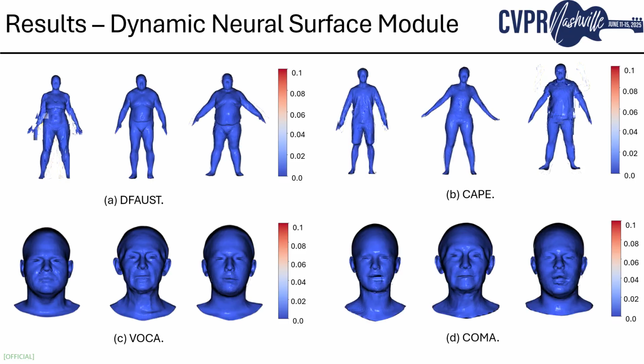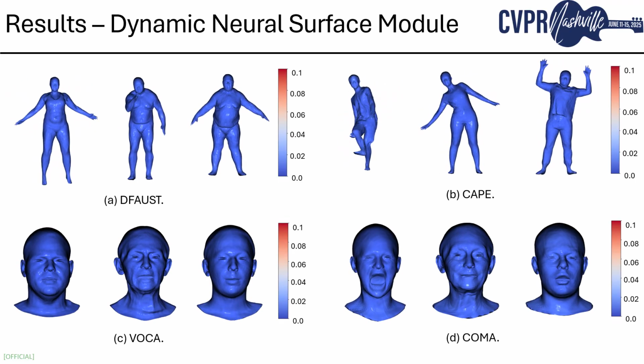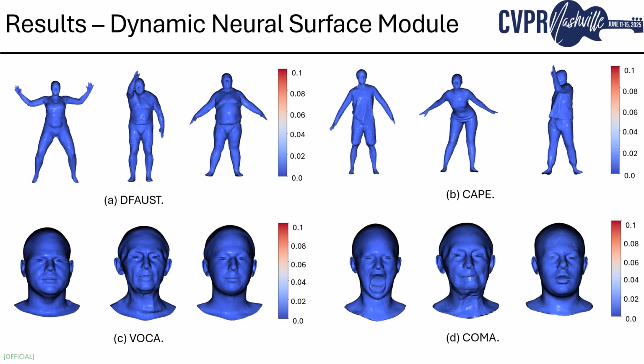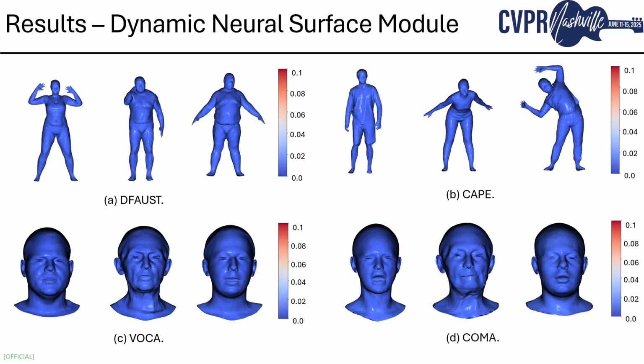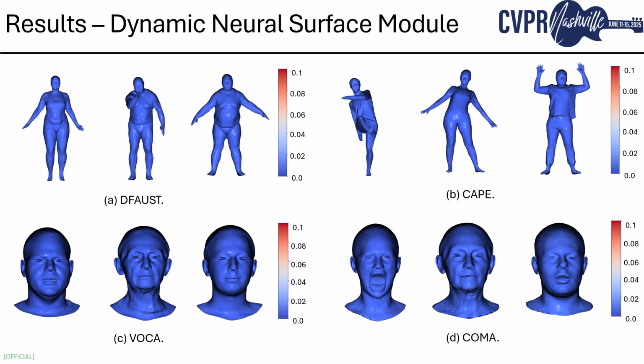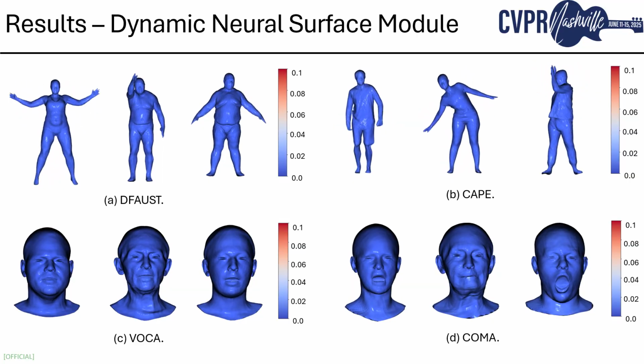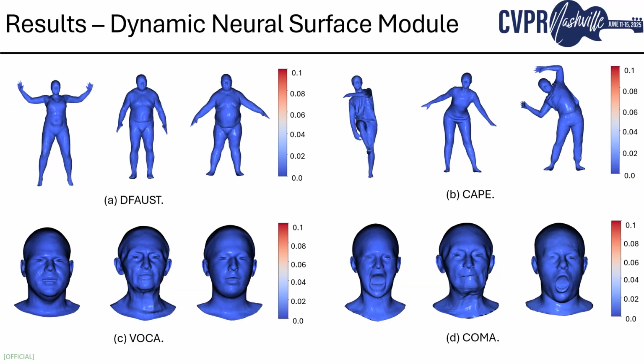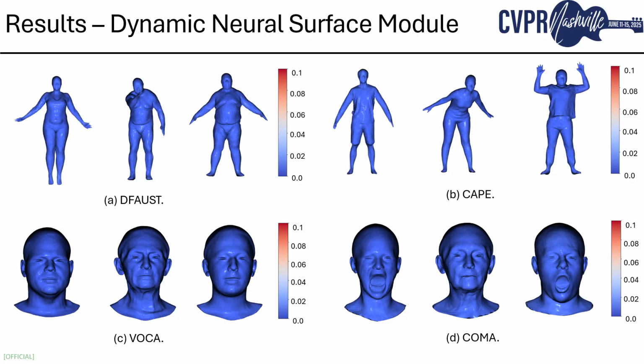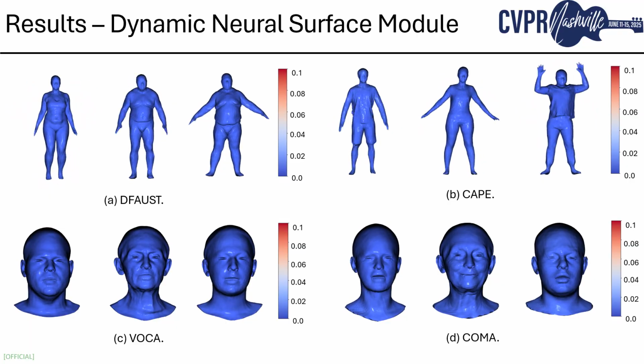Results. We show some results demonstrating the representation quality of the proposed dynamic neural surface. In the form of a heat map, we show the error between the original and neural surface. As one can see, the errors are less than 0.01.